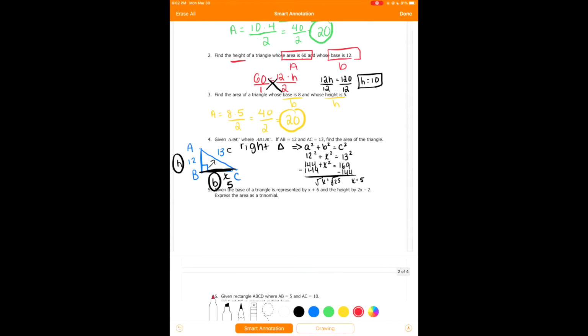So now I can plug in to find the area. So I have area equals my base, which is 5, times my height, which is 12, over 2. And I'm going to plug that right into my calculator. And I get 30 as my answer.